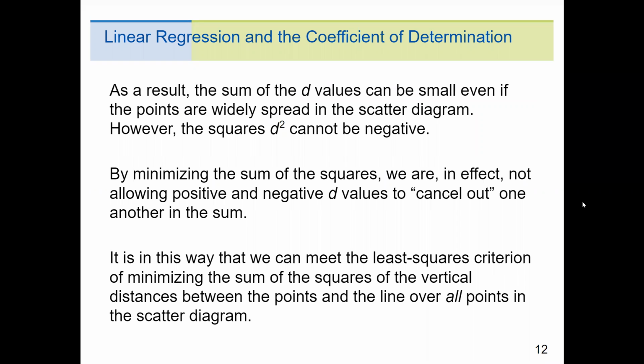As a result, the sum of the D values can be small, even if the points are widely spread in the scattergram. However, the squares D squared cannot be negative. By minimizing the sum of the squares, we are in fact not allowing positive and negative D values to cancel out one another in the sum. It is this way that we can meet the least squares criterion of minimizing the sum of squares of the vertical distances between the points and the line over all points in the scattergram.